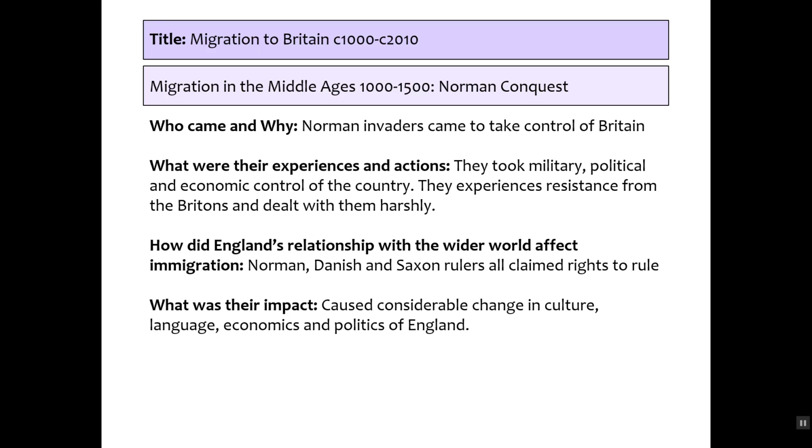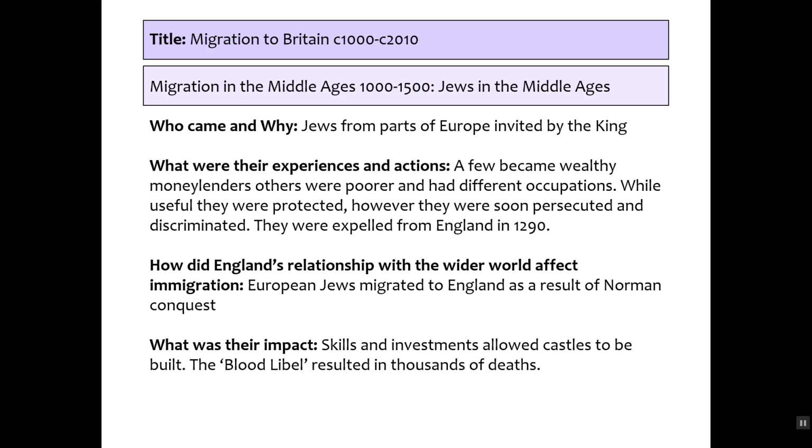They experienced some resistance from the Britons, but anyone that did resist was dealt with harshly. And if you want to look at the harrying of the North, that's the greatest example of this. The Northerners of England resisted the rule of the Norman kings and were treated exceptionally harshly. So therefore, the experiences of Norman invaders, who are the migrants in this case, were very positive. As a result, all of the rulers claimed some legitimacy, but it was going to be a period of about 100 years where the Normans reiterate their control over England.